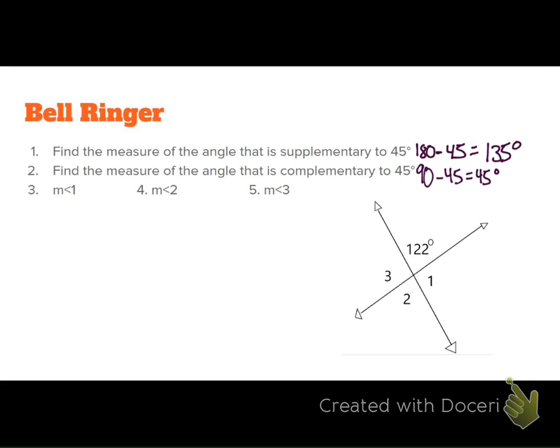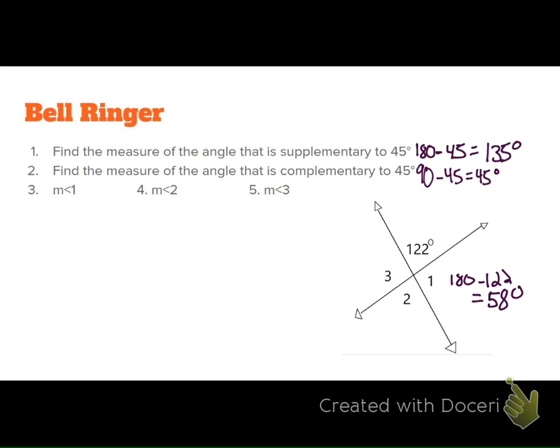Okay, so angle 1 has a measure of 122. Taylor, what is the relationship between these two angles? They're linear pairs. So how do I find this measure here? 180 minus 122. And what do you get? 58 degrees. Okay, so that's because they were linear pairs.